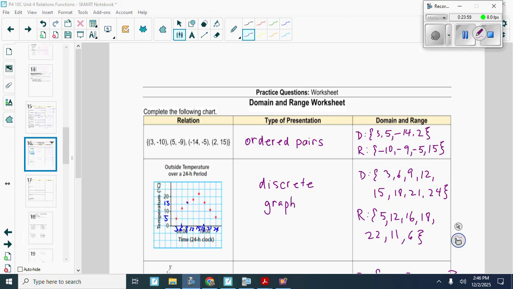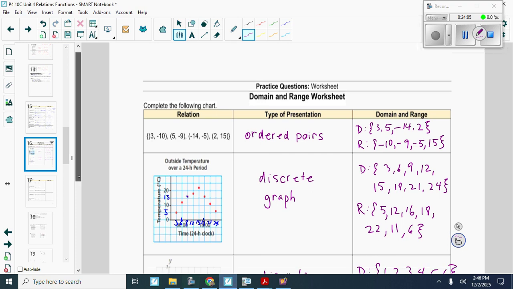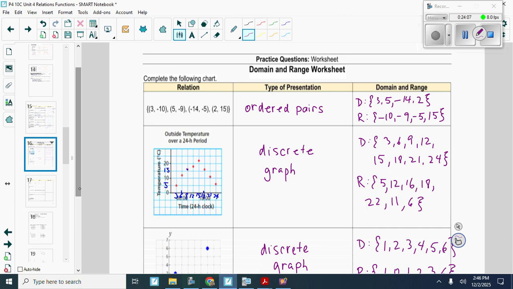Let's take a look at these. Okay, so check your work. This first one should be ordered pairs with the domain being 3, 5, -14, and 2. Your range: -10, -9, -5, and 15.